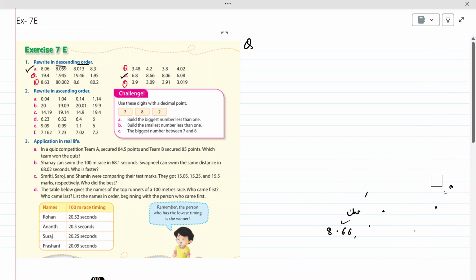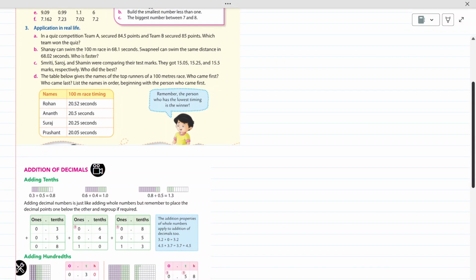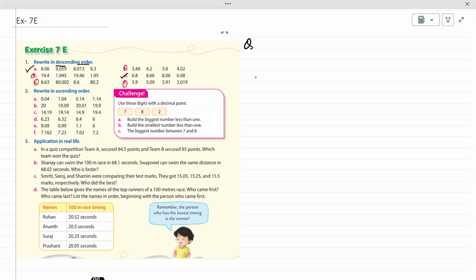Here we have to arrange the numbers in ascending order. That means we have to start from small to big numbers. Okay, so let's start with question number 2, and I am picking B part here. In B part, we have 20, 19.09, then we have 20.01 and the last number is 19.9.